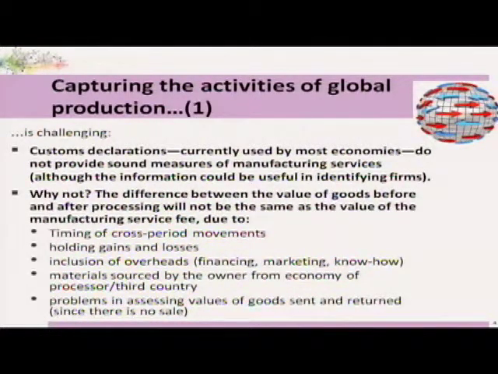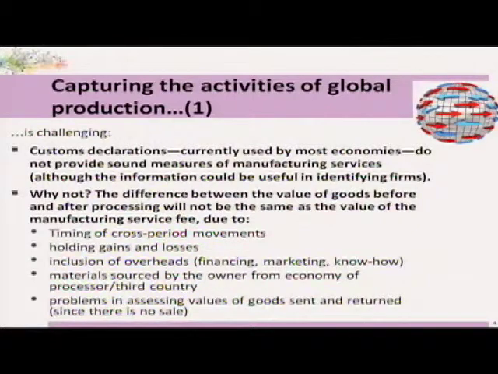I'll just touch on a few of them, but they are presented in our compilation guide. One that was mentioned by Ronald earlier that I do not have on this slide is that it is quite possible that the goods could, after processing, be exported to a third country and not returned to the country of the owner. In many cases, very little of it may be returned to the country of the owner. Most of it may actually be exported from the country of the processor to third countries.